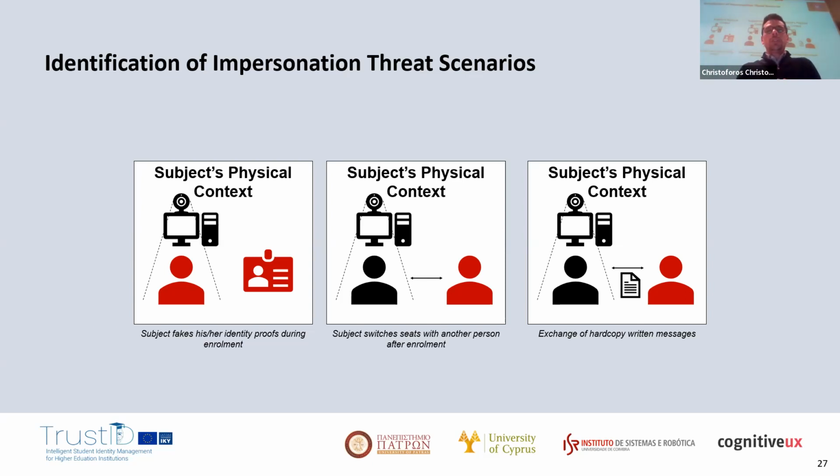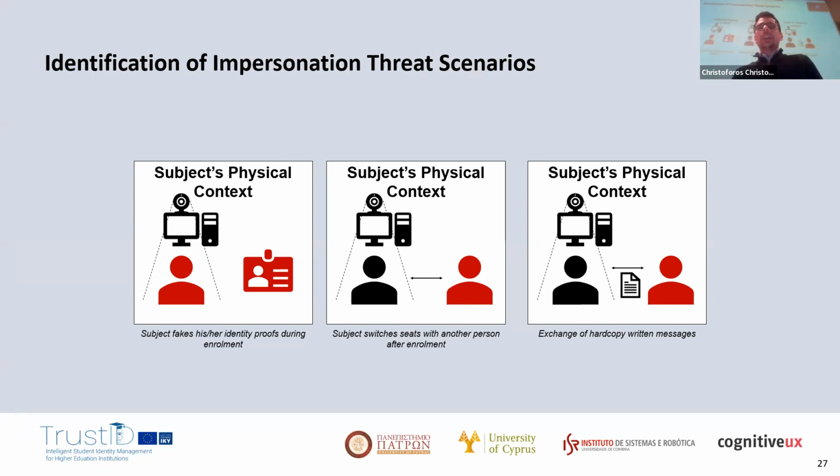In the second image, we have first the student showing their identity card. So they pass the initial phase, the student identity verification, where you have to show your identity and your face. Then there is another person in the room with you and you switch seats. He takes over and continues with the exam, but the instructor didn't notice that this happened, because if you have 100 people in a Zoom meeting or in a Teams meeting, it's technically impossible to see what's going on on each person's screen.